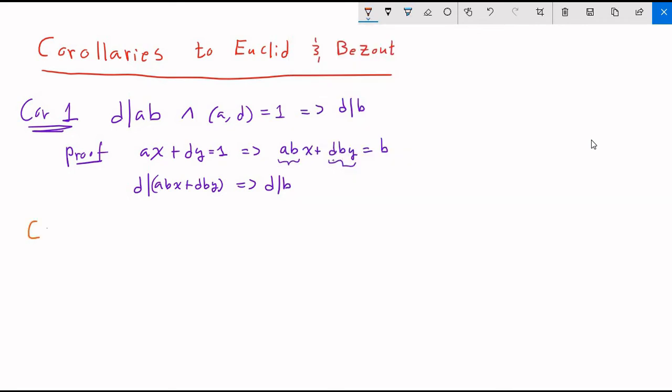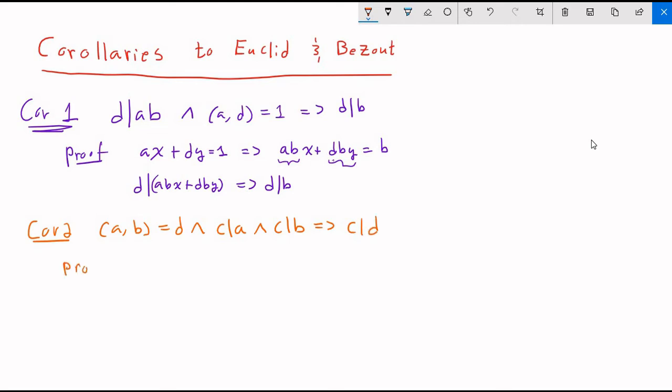For the second corollary, we're now going to suppose that we have two integers a and b, and that their GCD is d. And we're going to suppose that there's another integer, c, such that c divides a and c divides b. And we're going to conclude that c divides d.